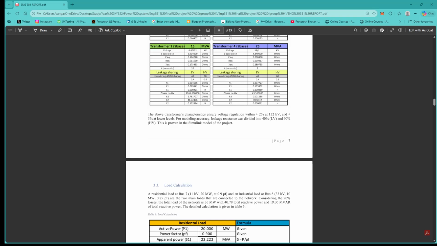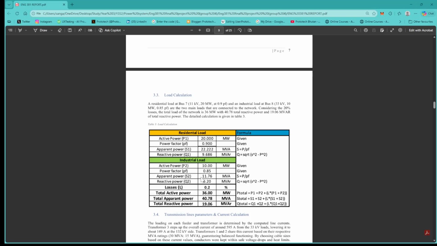Then for each transformer, for the model accuracy, the leakage impedance is shared between the low voltage and high voltage side: 40% on the low voltage side and 60% on the high voltage side. This configuration ensures acceptable voltage regulation within plus or minus 2% at 132 kV and plus or minus 5% at low voltage level.